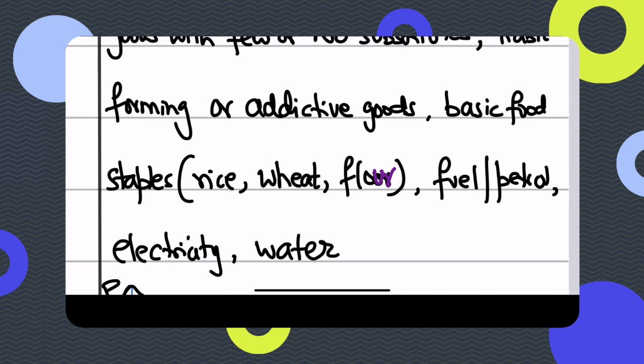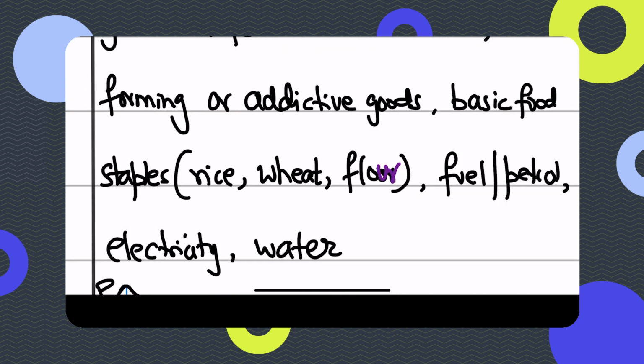Or let's say petrol and fuel. You need fuel and petrol for daily driving, right? Whether you're driving to work or some other place. Electricity, even if the electricity bills go up, you can't really switch off the fan. You will still use it, right?